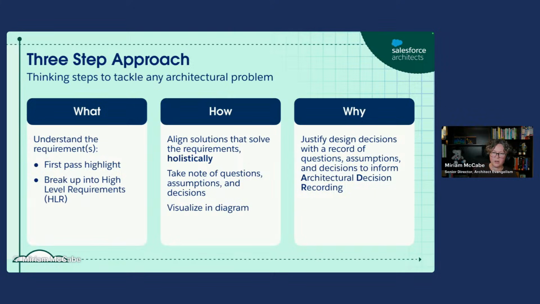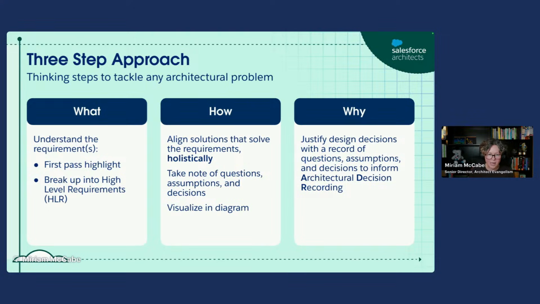So, the 3-step approach. These are the thinking steps that I take as an architect to tackle any architectural problem. And like I said, they look deceivingly simple. What, how, and why. But I'll take you through them and hopefully be able to share with you throughout the episode why they're so powerful. So starting with the what, which is arguably the most important step. Why is it so important? Well, how can you solve for a requirement that you don't really understand? And so in the what step, we'll be going through a business requirement and try to break it down into high-level requirements by highlighting key phrases in that business requirement.